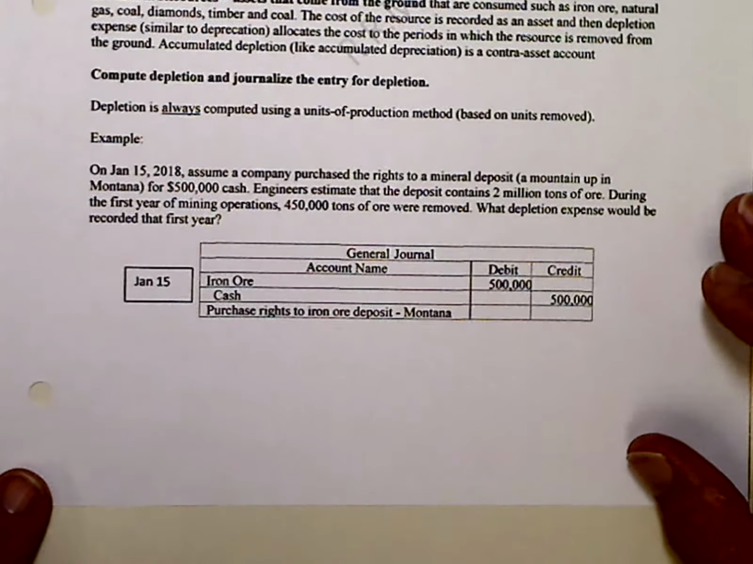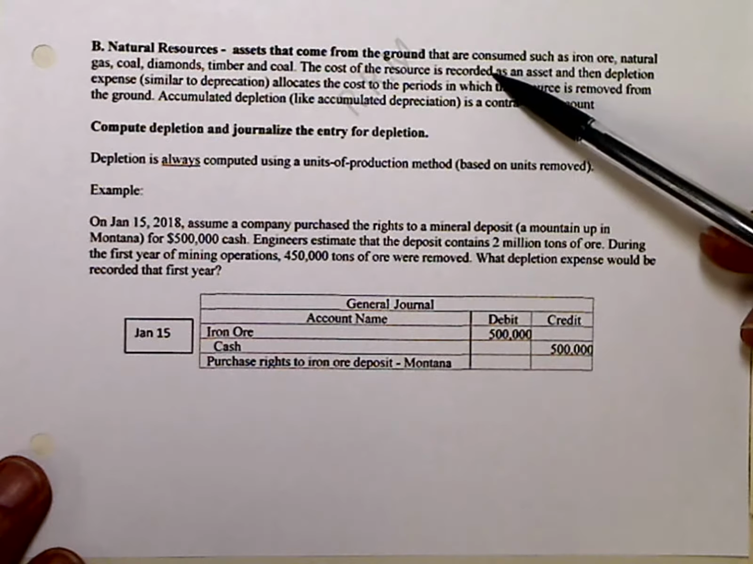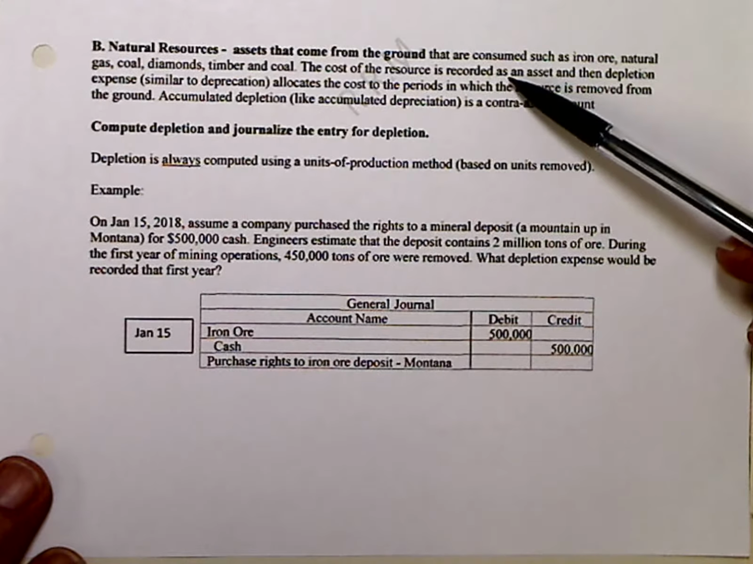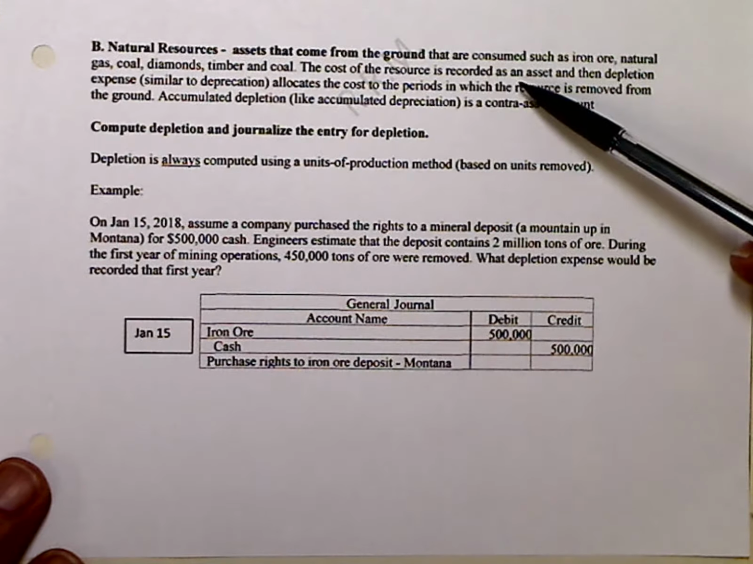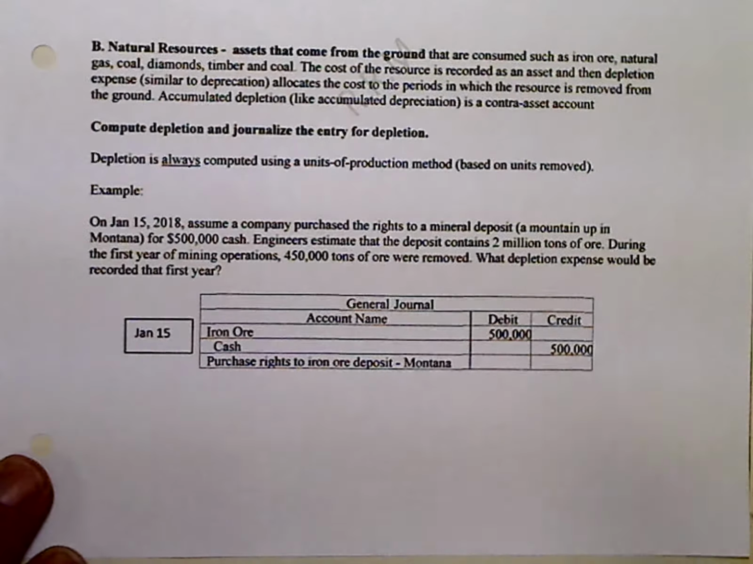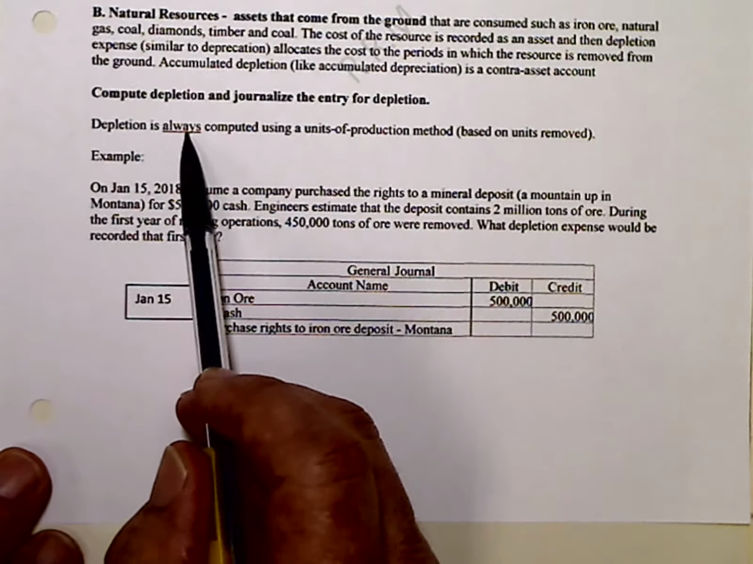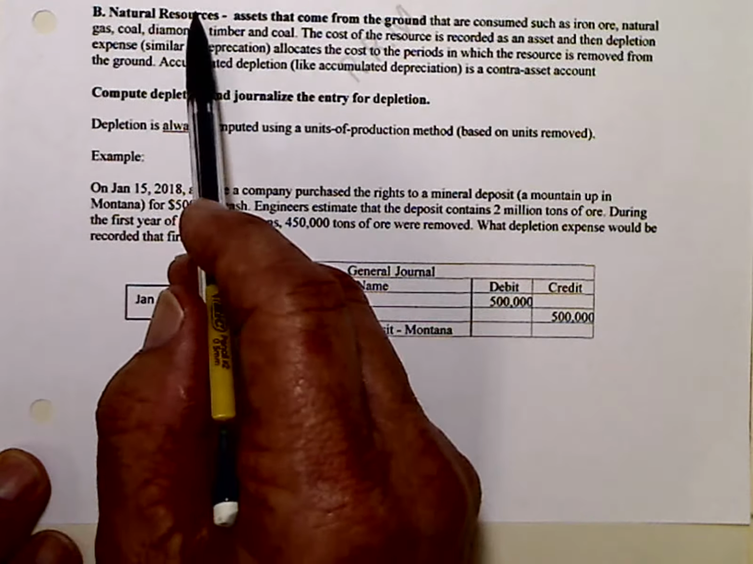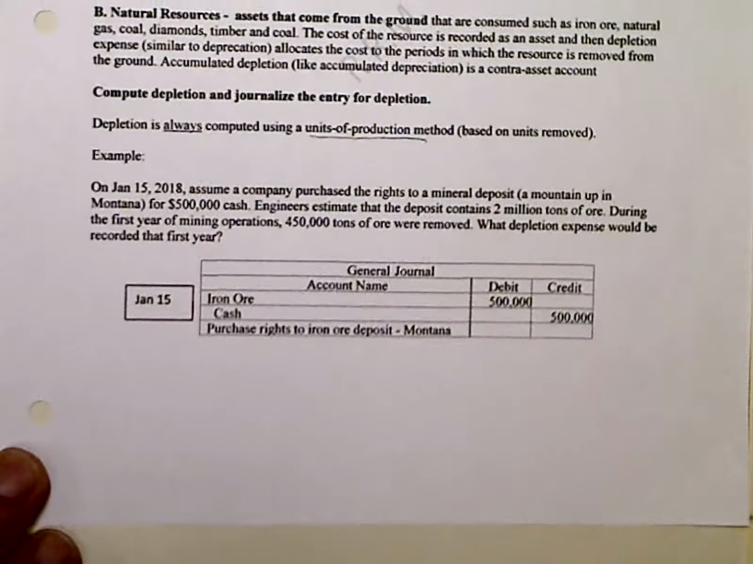Let's move on. Natural resources. Natural resources come from the ground. Special set of rules for those called depletion. We're going to take depletion expense. It's similar to depreciation, but when it's a natural resource, we're going to call it depletion. Depletion is always to deplete a natural resource. To write it off, we're always going to use the units of production method.